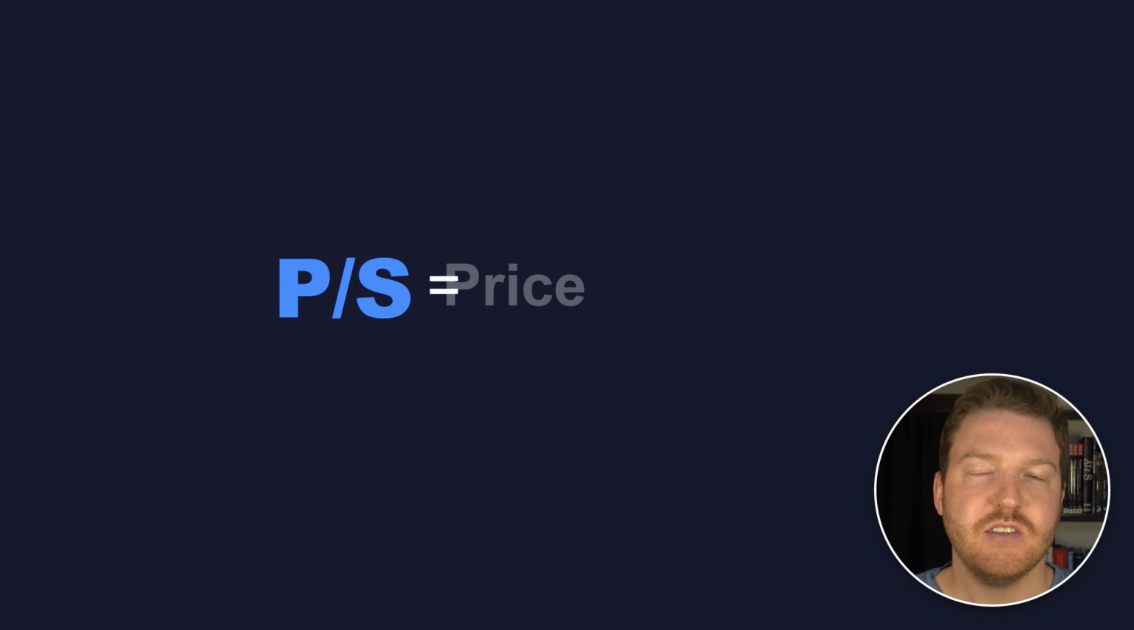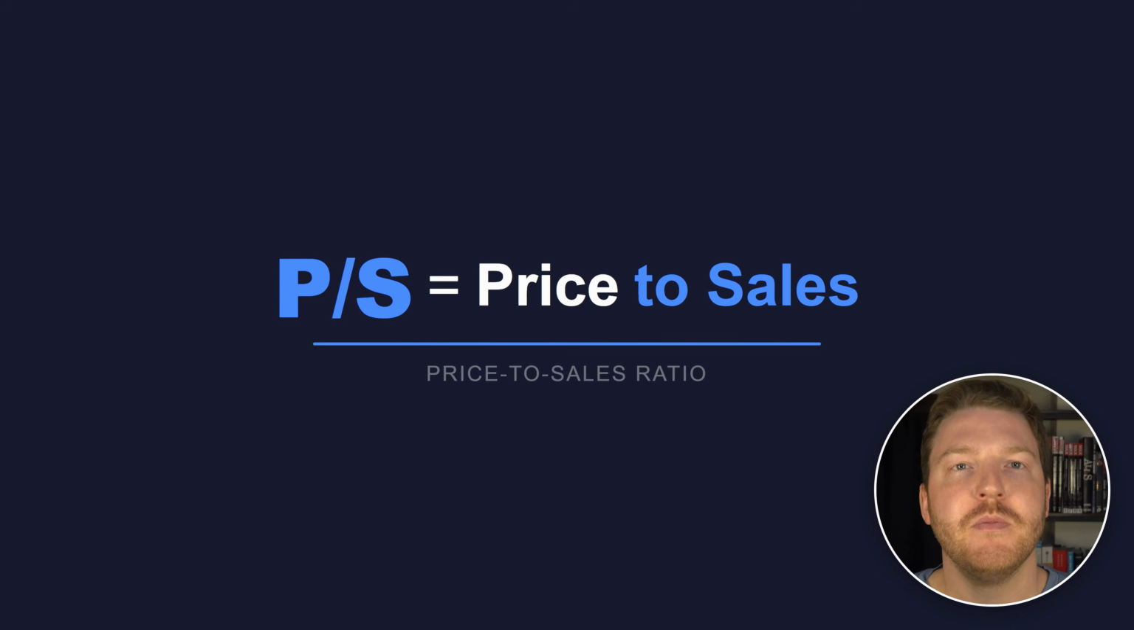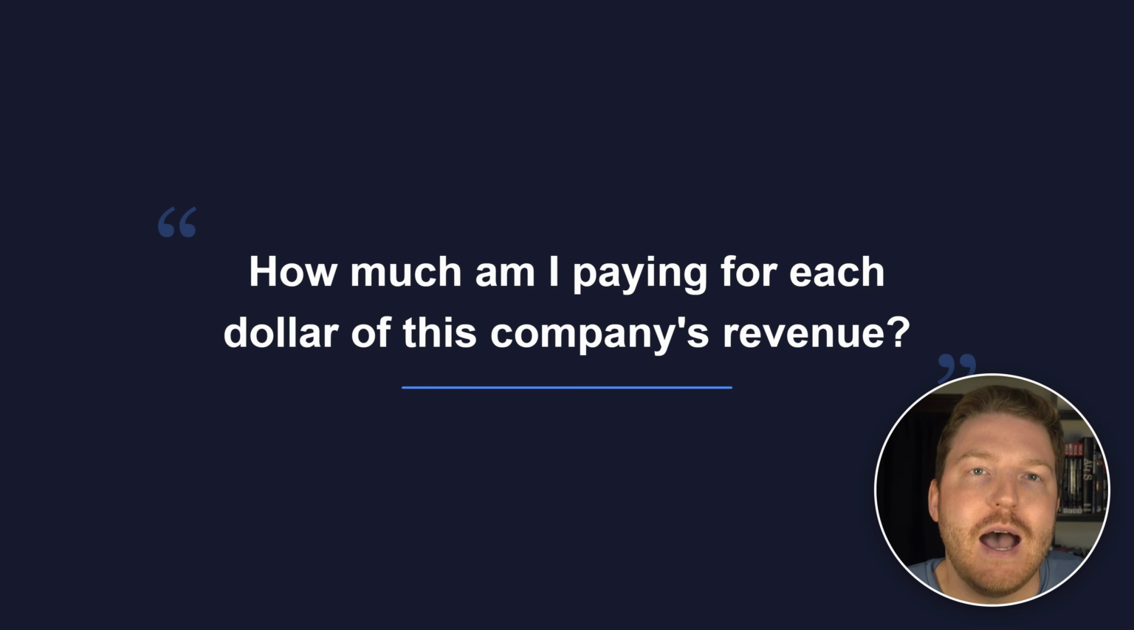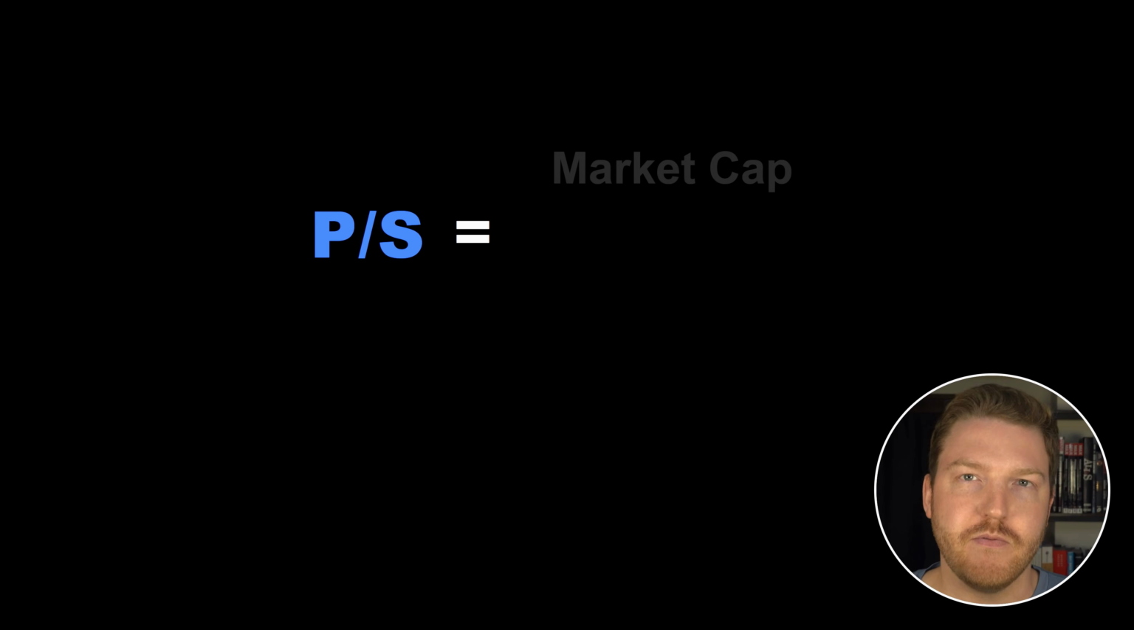P to S stands for price to sales ratio. At its core, it answers a simple question. How much am I paying for each dollar of this company's revenue? Think of it like buying a business. If someone offers to sell you their store, you'd want to know how much money it brings in before you pay for it. The formula is straightforward.